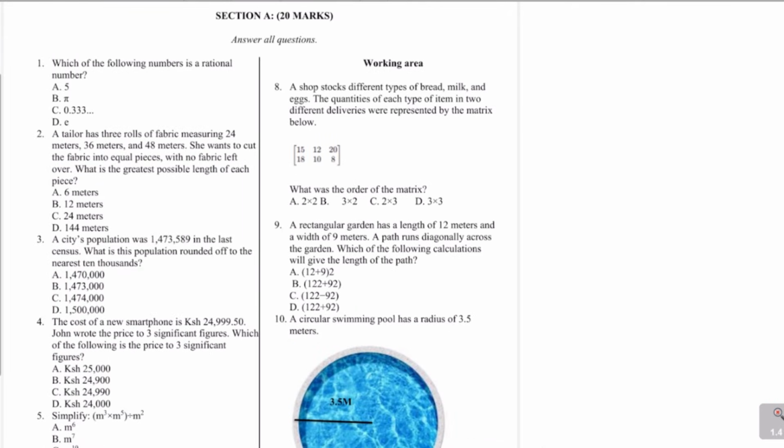So let's go to the first section, section A, 20 marks. Question 1. Which of the following numbers is a rational number?